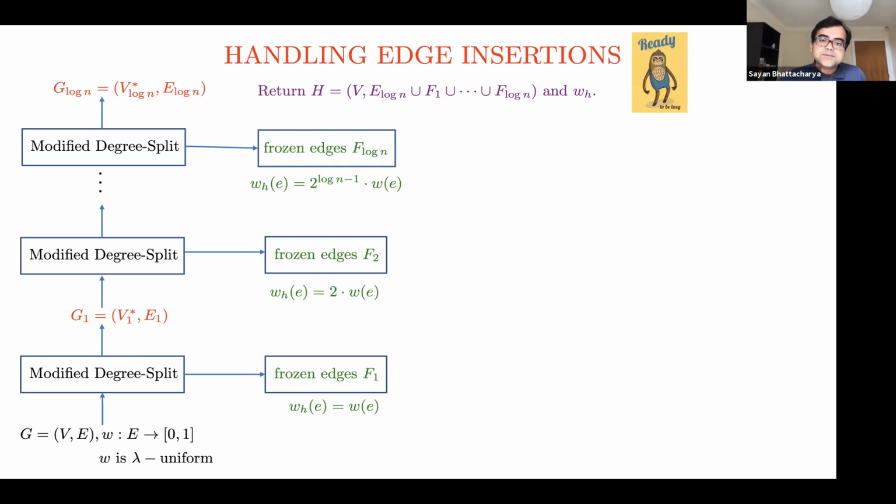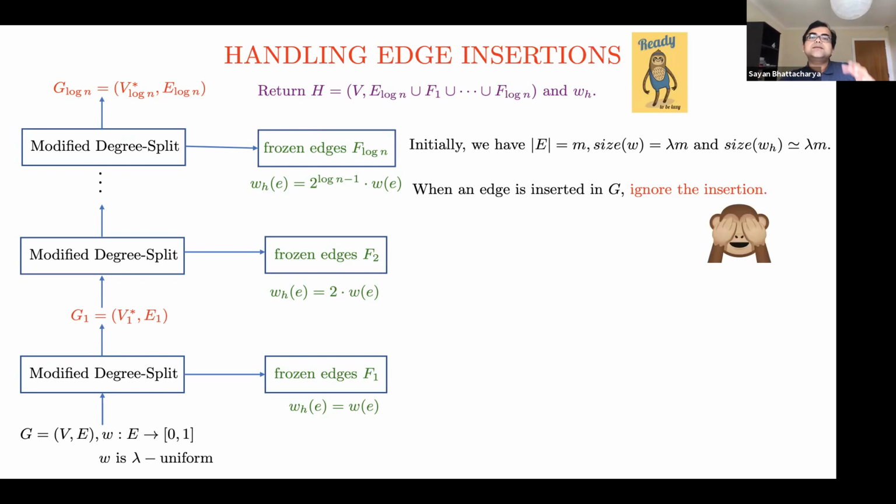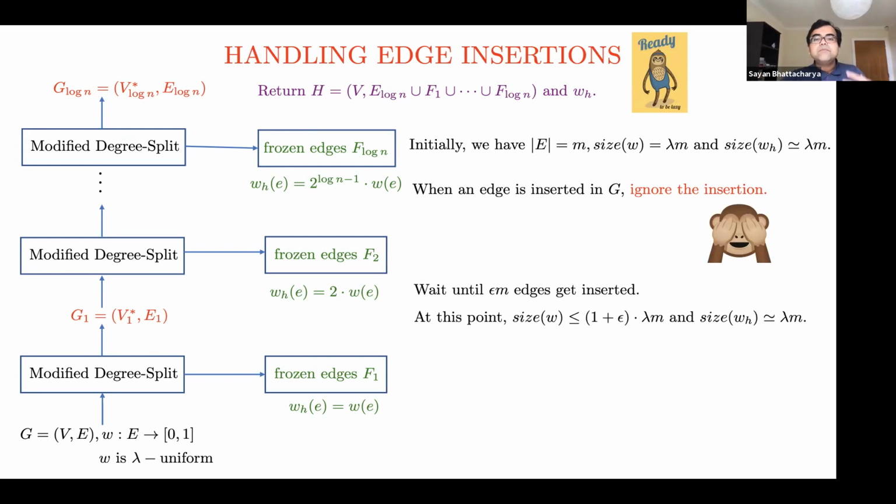So handling edge insertions, suppose initially we have M edges. The input fractional matching is lambda uniform. Its size is lambda M. Our output fractional matching also has size close to lambda M. When an edge gets inserted, we just ignore the insertion. We pretend it doesn't exist. And we keep doing this until epsilon M many edges get inserted. At this point, the size of the input fractional matching has increased by a 1 plus epsilon factor. But the matching that we are maintaining remains the same as before. So we are still preserving our approximation guarantee. We are not too far off from the input matching.